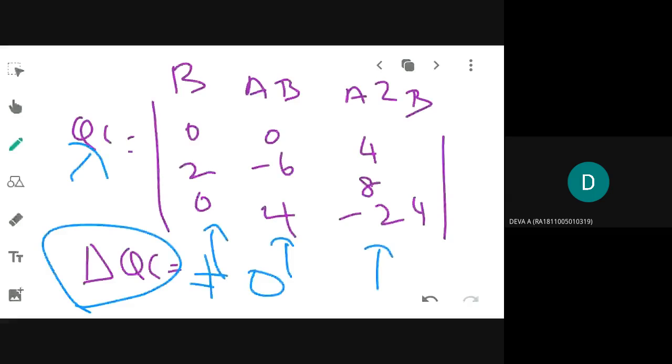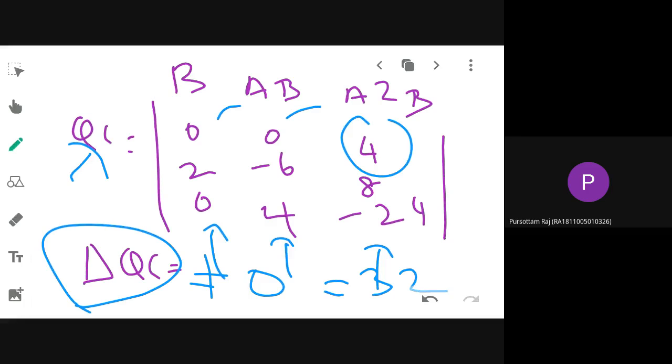I think here 0, 0. So only this element you have to calculate. I think it will be 4 into 8. What is the answer? 32. So this is a non-zero element. Yes, all got 32. So is this a non-zero element or a zero element?